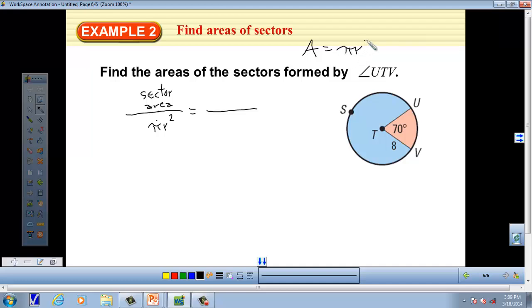If they want the area, you would put an A there, because A is equal to pi r squared. Over here, again, I usually just write central angle, but it is the measure of this arc right here. So just remember, the central angle and the arc are the same. And we're going to divide that by 360. Okay? So sector area is what we want.